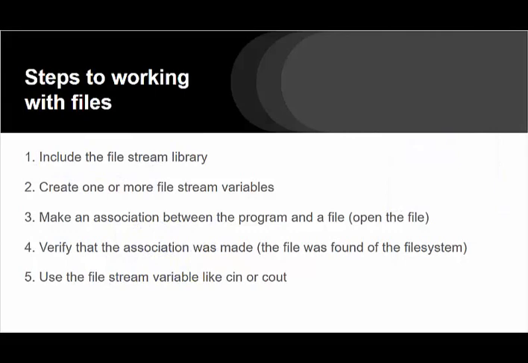These are the steps that we need to do in order to use file input or output. We need to include the file stream library, create one or more file stream variables, make an association between the program and the file, verify the association that was made, and then use the file stream variable like it was cin or cout.